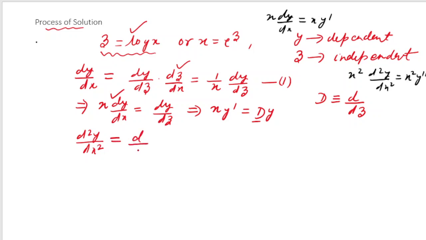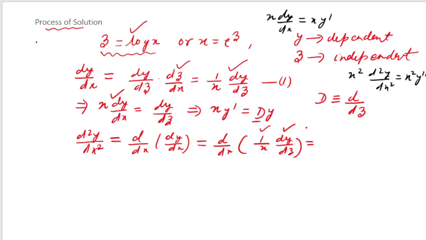So d2y by dx square can be seen as d by dx of dy by dx, right? This is, I think, clear to everyone, that the second order derivative of y with respect to x can be written like this. And what is dy by dx? From equation 1, dy by dx can be seen as 1 by x into dy by dz, right? And on this I can apply the product rule. What is the product rule? This is the first function, 1 by x, and this is the second function. So I can write 1 by x, d by dx of the second function, that is dy by dz, plus the second function, dy by dz, and d by dx of 1 by x.